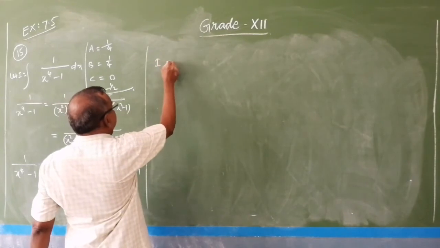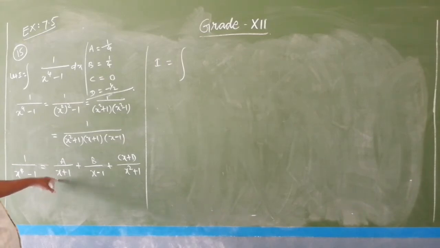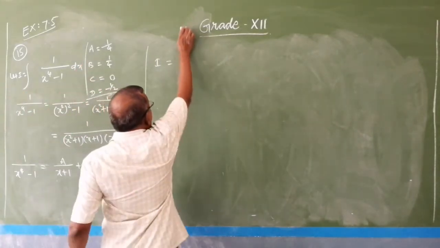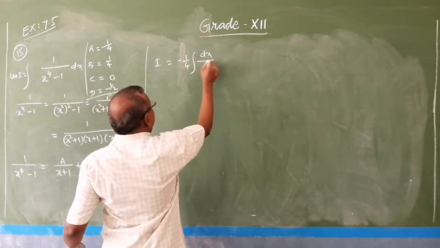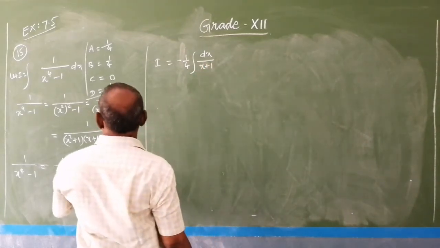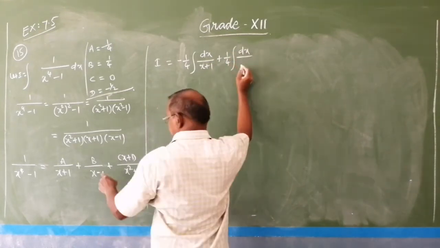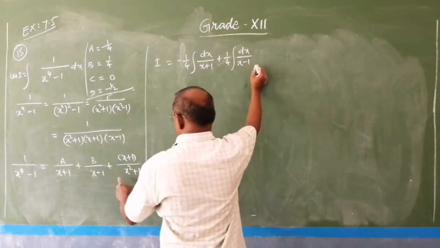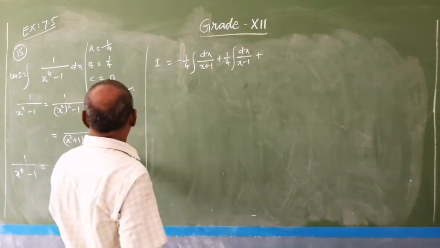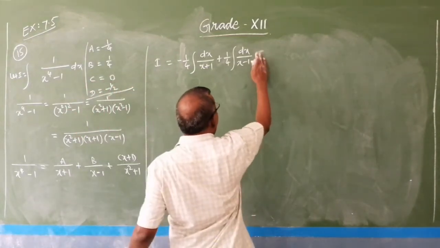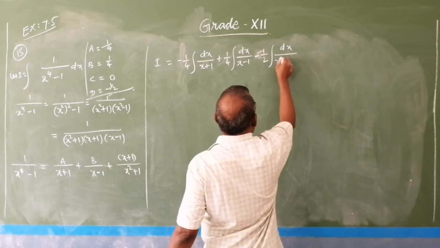Now I equal to integral, that is first a by x plus 1, we have a equal to minus 1 by 4. First one is minus 1 by 4 integral dx by x plus 1, and the next one is b, which is 1 by 4, plus 1 by 4 integral dx by x minus 1, and next one is cx plus d. Here c value is 0, and d equal to minus 1 by 2, so it is minus 1 by 2 into integral dx by x square plus 1.